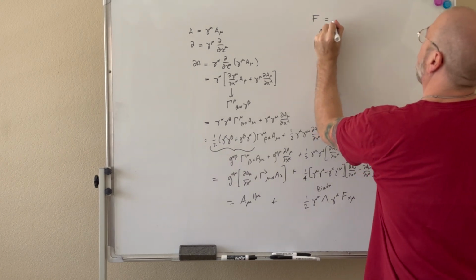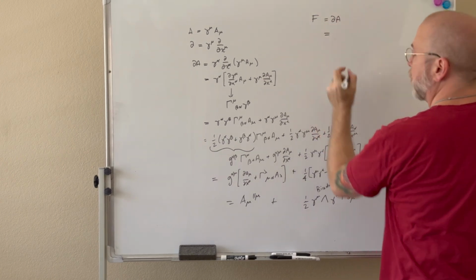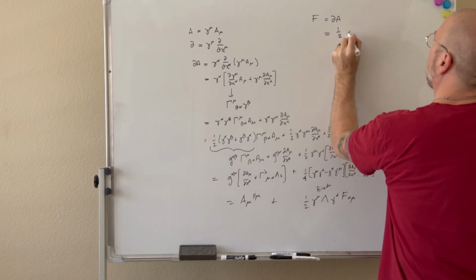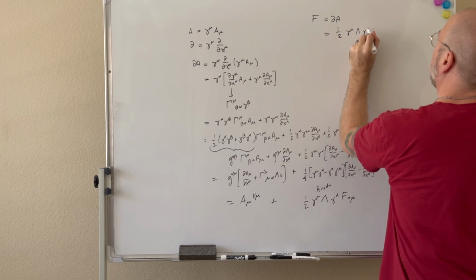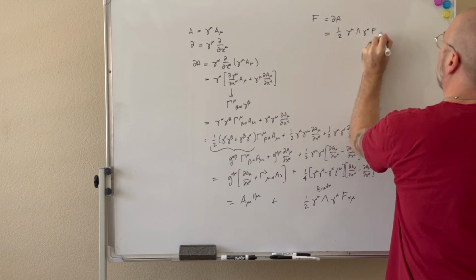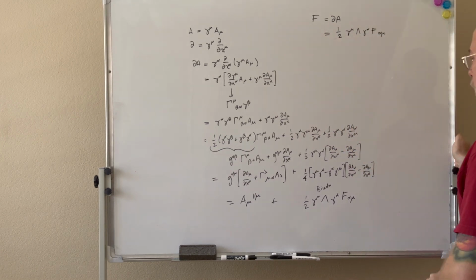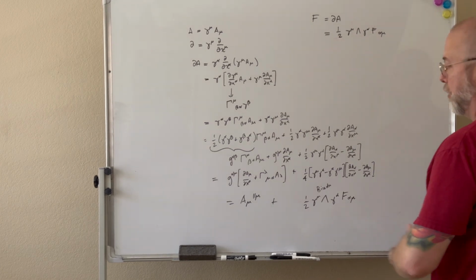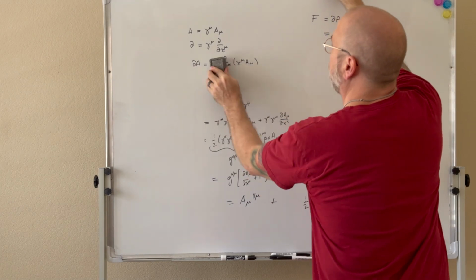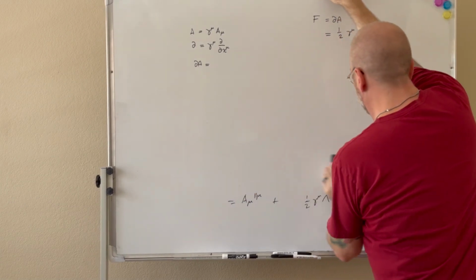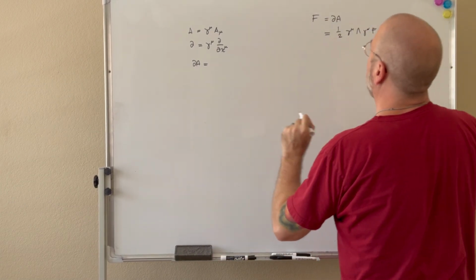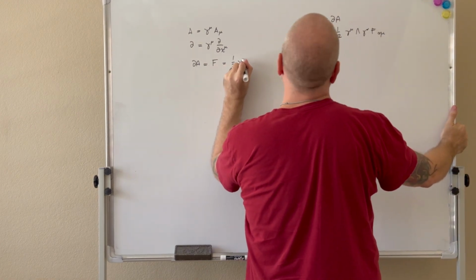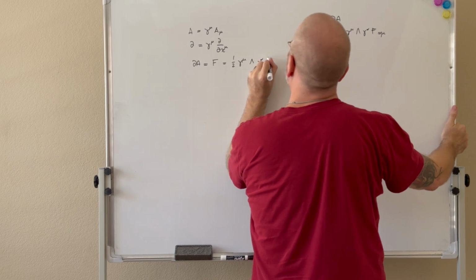F equals del A equals, if we set this to 0, we just get this 1/2 gamma mu gamma alpha F alpha mu. The ordering matters because you have this anti-symmetry. You have to be careful. Cool. Why is that cool? So what? F gamma mu gamma alpha.